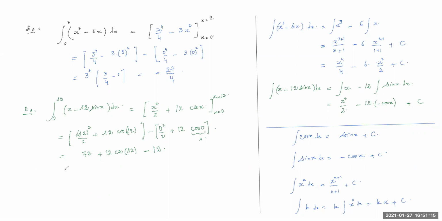I didn't finish. 72, I can subtract, we'll get 60 plus 12 cosine 12. Okay, so let's do one more.